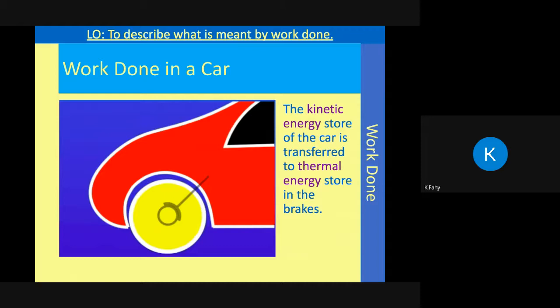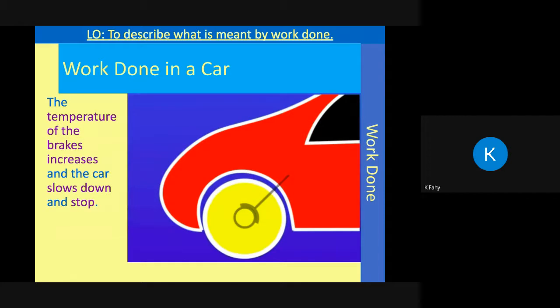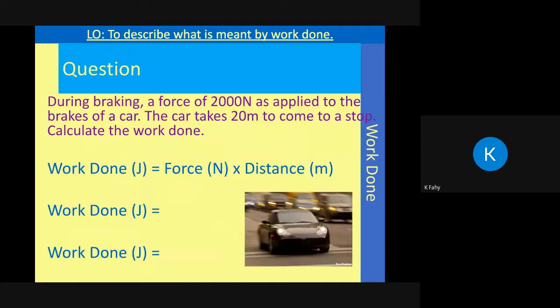So we take our kinetic energy, so remember our wheels are moving, they're going around, they've got kinetic energy, and we transfer that to thermal energy in the brakes. The temperature of the brakes is going to increase, and that in turn slows down and stops the car.